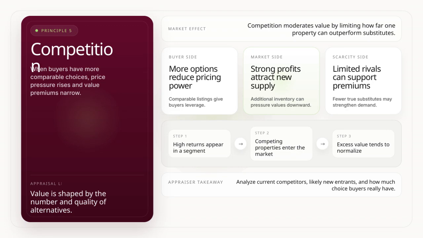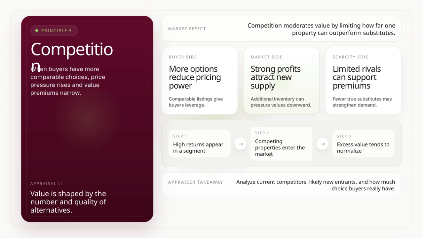First, competition acts as a moderating force on value by limiting how much one property can outperform its substitutes. On the buyer side, when there are more options available, buyers gain leverage because they can compare listings, which reduces the pricing power sellers have. From the market perspective, strong profits attract new supply as more competitors enter the scene. This influx of inventory can create downward pressure on values.